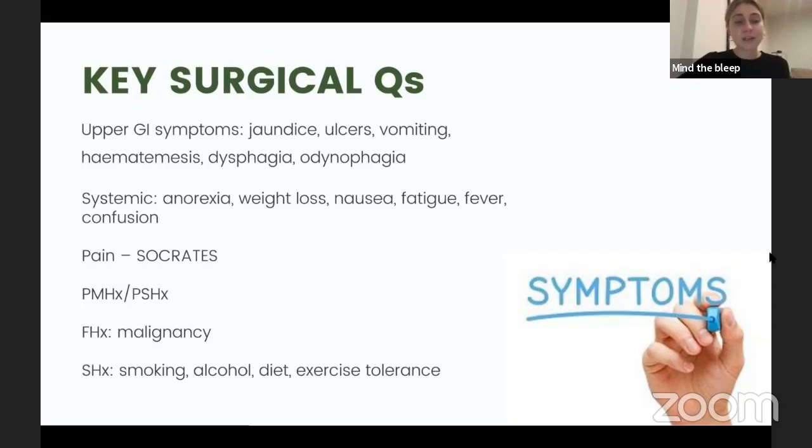We're going to ask about patients' past medical history and past surgical history. And in the family history, it's really important to ask about malignancy, as some cancers, the risk of the patient having a cancer is going to be increased if there is a family history of cancer. And important for the upper GI disorders, we're also going to ask about a smoking history, patient's alcohol intake, diet, and exercise tolerance.